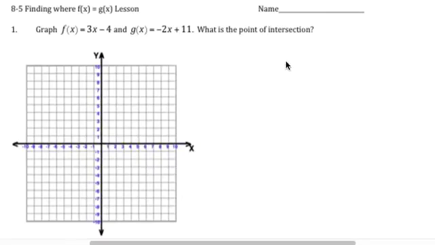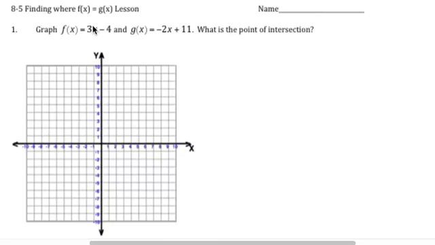Today's lesson is 8.5 on finding where f of x equals g of x. Basically, we're just looking to see where two functions equal each other. So we're going to graph this function. This function, f of x equals 3x minus 4, is a linear function because x has an exponent of 1. So any function that has an exponent of 1 as its highest exponent, which is the degree, is a linear function. This one is also a linear function.